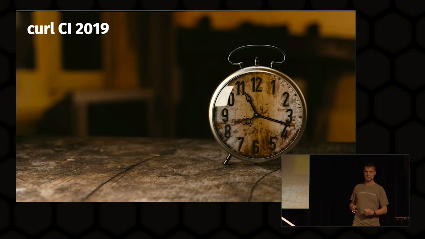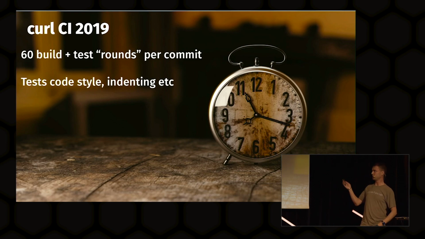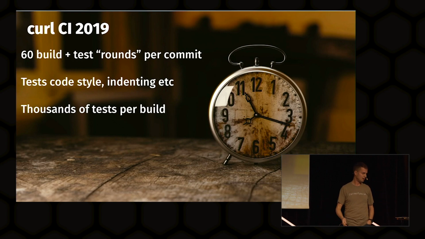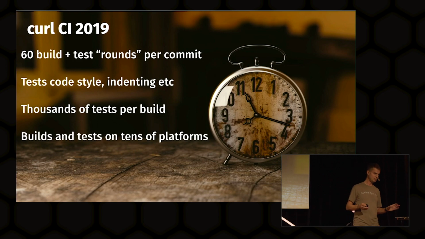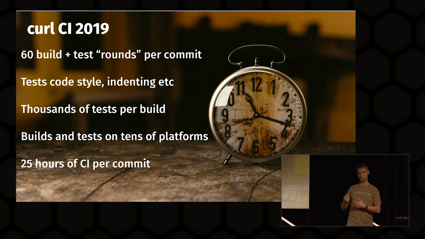So curl CI in 2019: we do around 60 builds per commit and PR, which of course doesn't really say anything, but we do all of these. We test code style and indenting and everything in there, and we do those thousands of tests in every one of these test builds, and we do this on, I could say, tens of platforms because it's not a specific number. It comes and goes really. Maybe it's 15 now. So we try really hard to make sure that everything going into curl is vetted to a fair extent before we merge it.